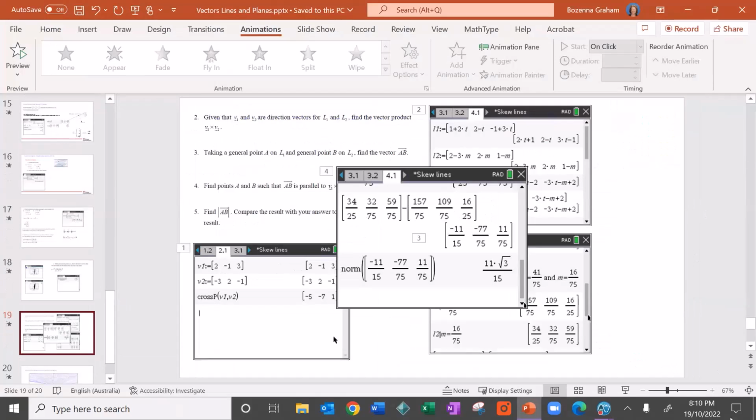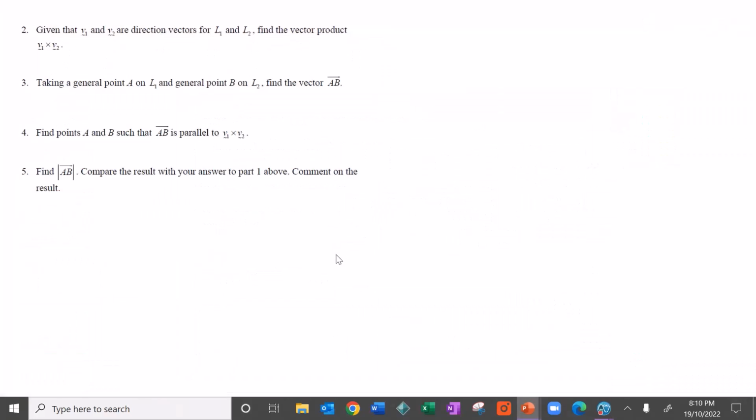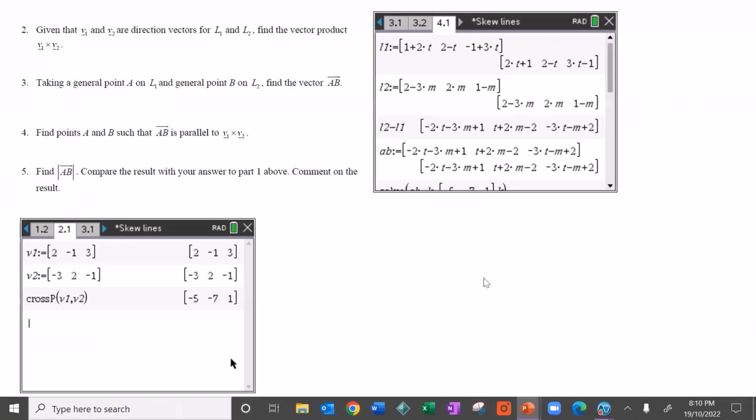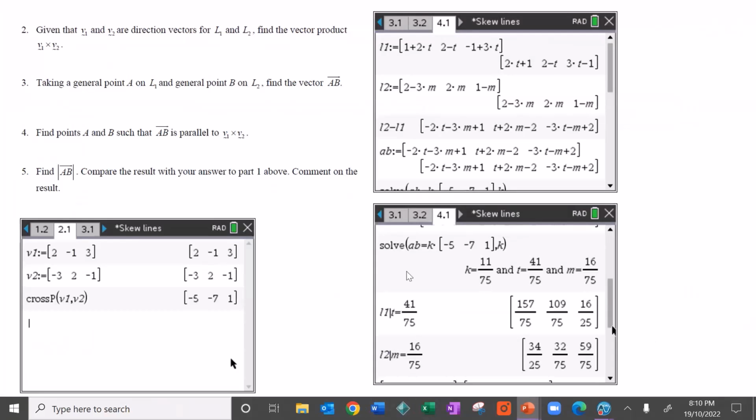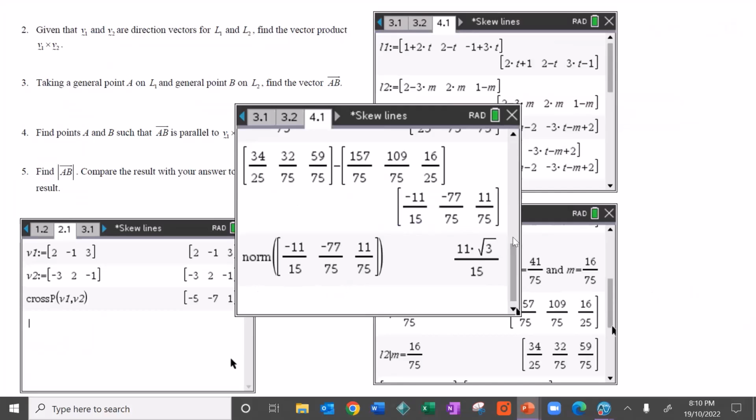Sorry, I have to go back. So all this is there. I think it is a nice investigation. So we solve, find K, T, and M, and we find the normal vector, which the magnitude of this vector actually gives us the same result as we did before.